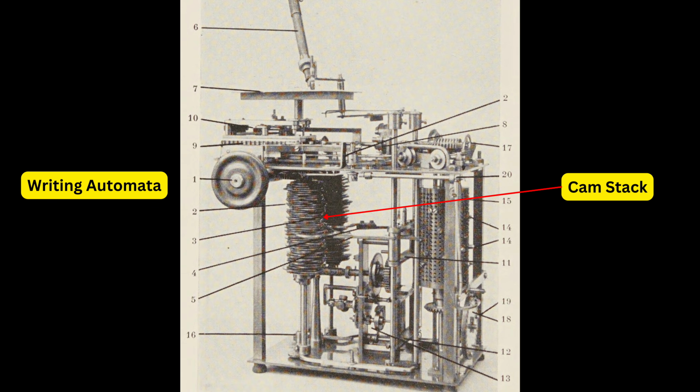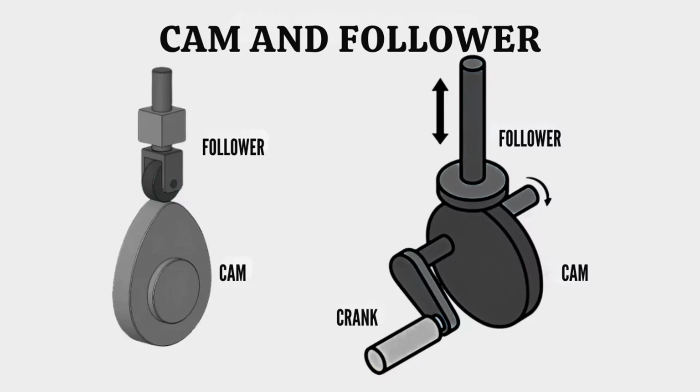A cam stores continuous motion in its physical geometry and imparts that motion to a follower of some sort that presses against it as it rotates. The follower is the part that stays in contact with the cam and translates its shape into motion.